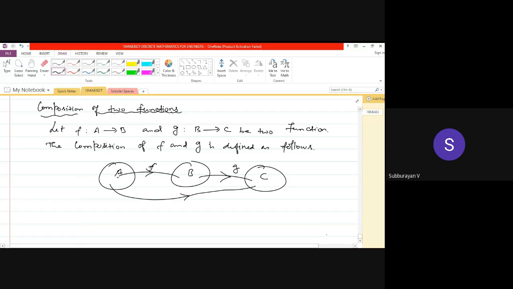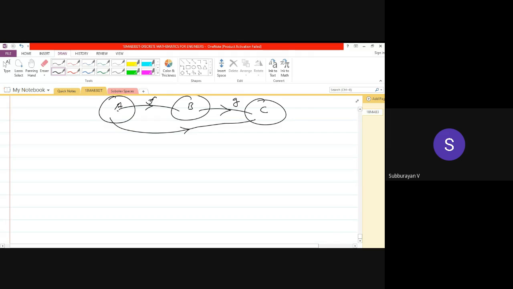See, therefore the composition notation should start from g composite f. This is the correct notation, because suppose I take any x belonging to this A, I'll be operating this x here. Then it is going to be g of f of x.